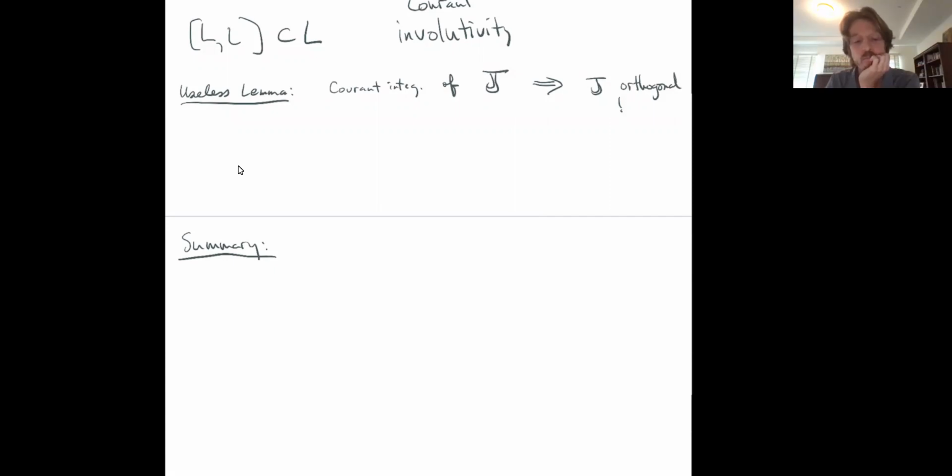I was wondering if you have any subbundle that's closed under the bracket, if it's automatically Lagrangian or isotropic or something. Yes, there's a general remark, there's a general result along those lines about Dirac structures.